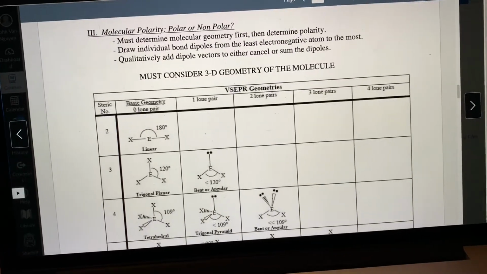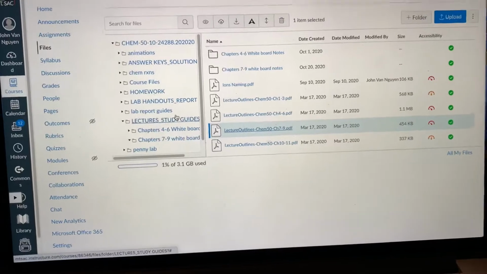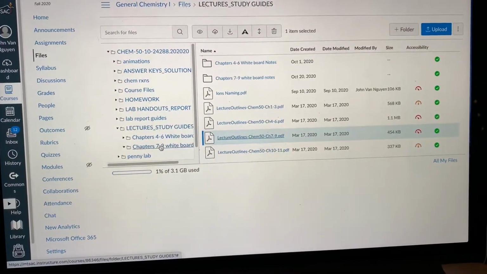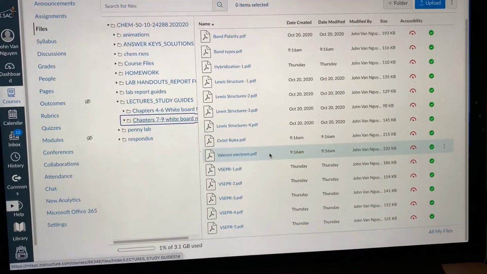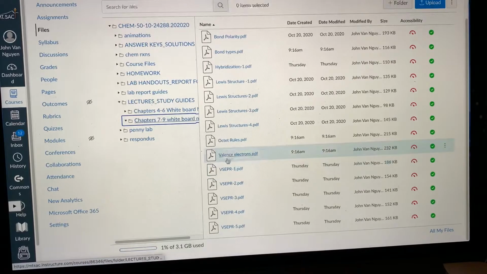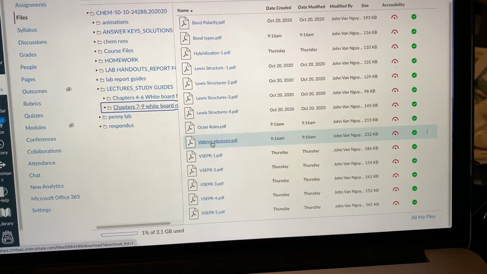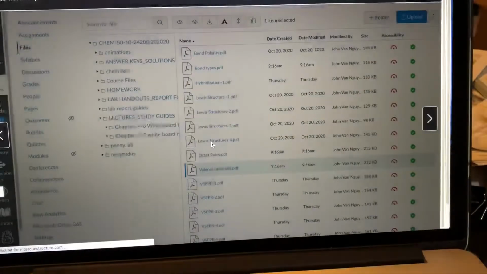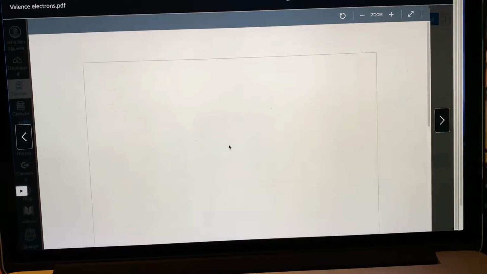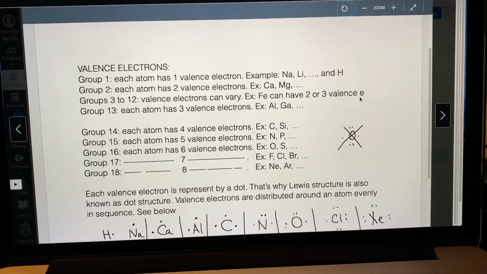All right, so let me show you a couple of things. Under whiteboard notes right here, under lecture study guide, you will find all the specific examples. For example, VSEPR number 1. There's a new one that I just posted, which is the valence electron. I want to open that up real quick, because some of us might have already forgotten how to figure out valence electrons. So I made a summary here.